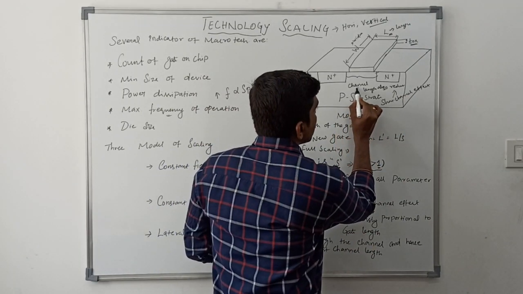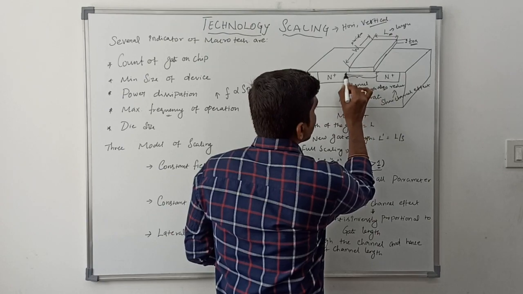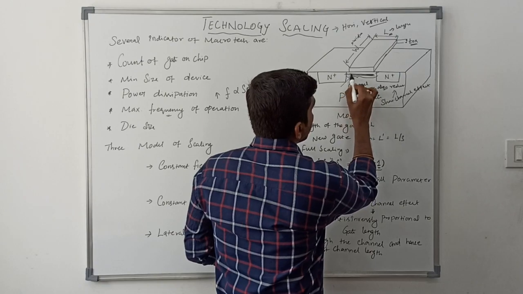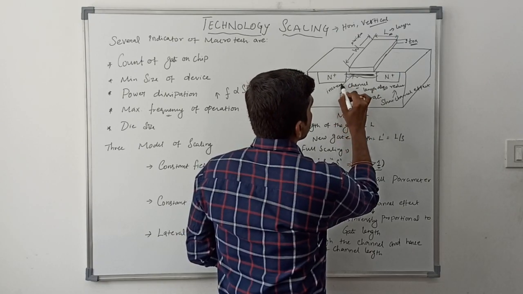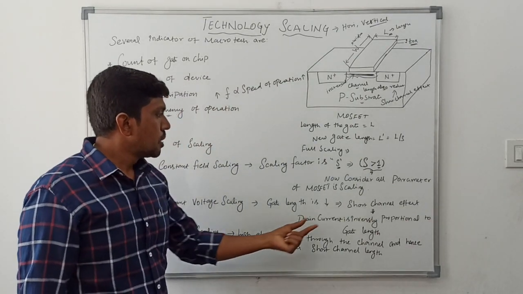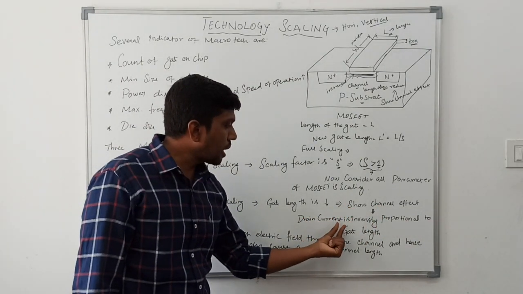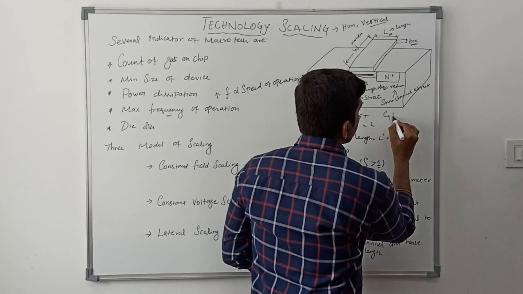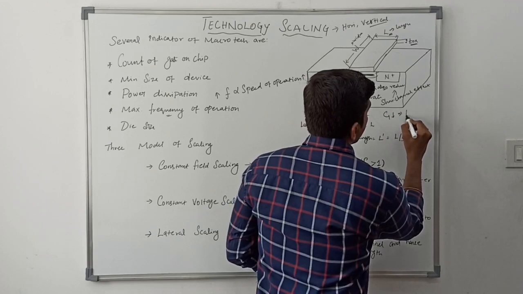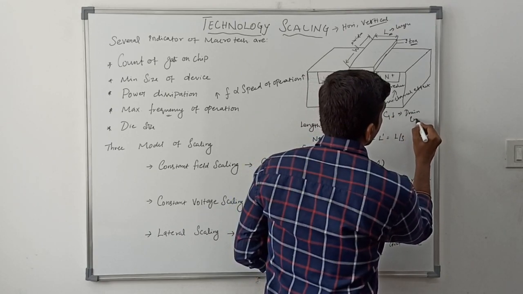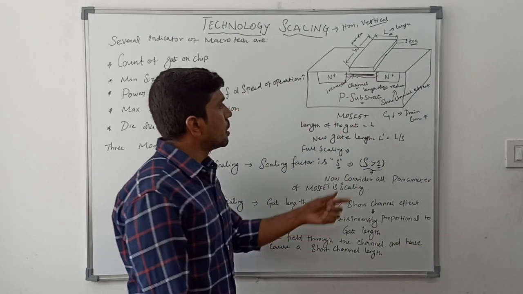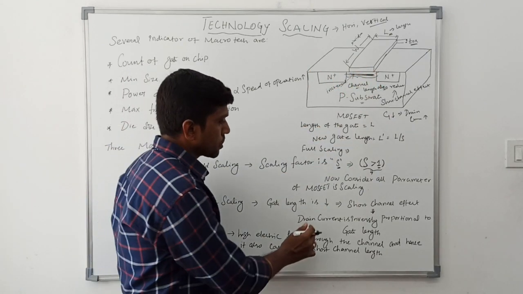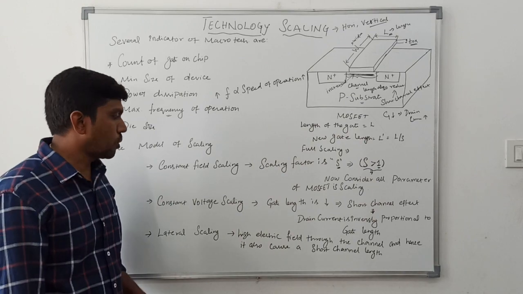Once the channel length is reduced, the drain current flowing through the channel is increased. Due to the short channel effect, drain current is inversely proportional to gate length. Here the gate length is reduced, so the flow of drain current is increased. In this case the gate voltage is constant; it never changes. The gate voltage is maintained as constant.